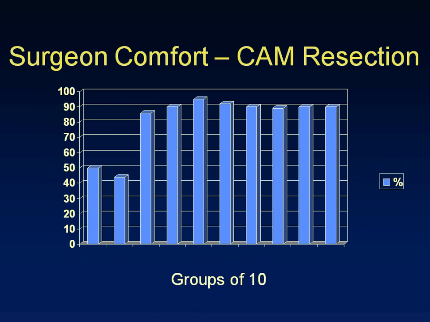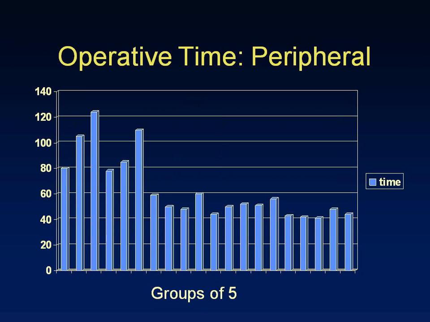Surgical comfort: we recorded how the surgeon felt at the end of the operation, and again you see it takes about 20 operations or so before you're really comfortable and happy resecting a CAM lesion, knowing where you want to get and how you want to get there.